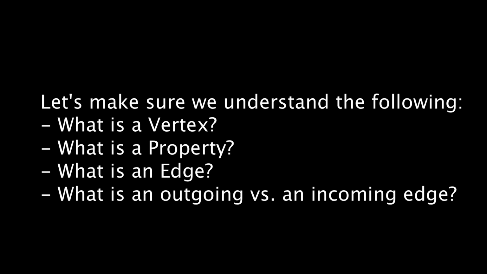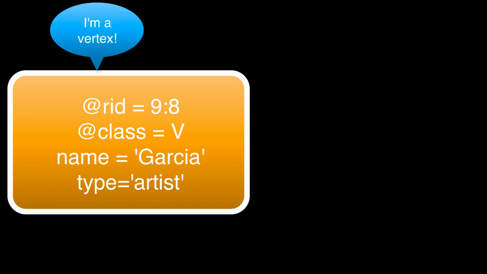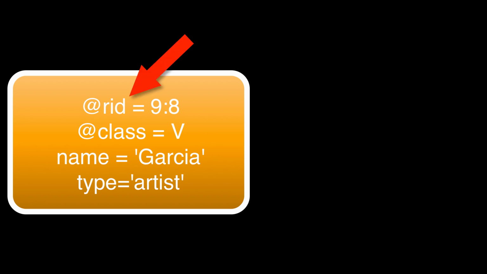Let's start off by discussing what a vertex is. One of the pieces of information that we're going to manipulate is the artist Garcia. Garcia is handled as a vertex in the database. A vertex has a set of properties. One of them is the ID, which is called RID, or record ID, in OrientDB. It also has a class, which in this case is just called V for vertex. And it has a name and it has a type. Just name-value pairs. I'm going to shrink the vertex Garcia so we only see its name.